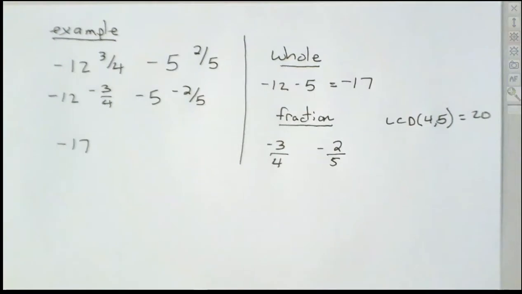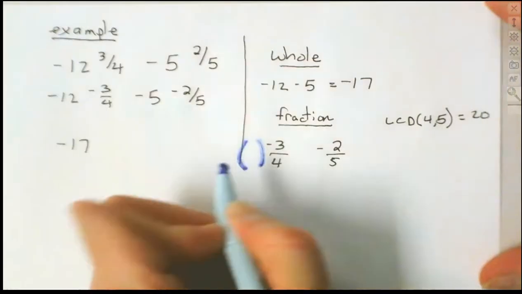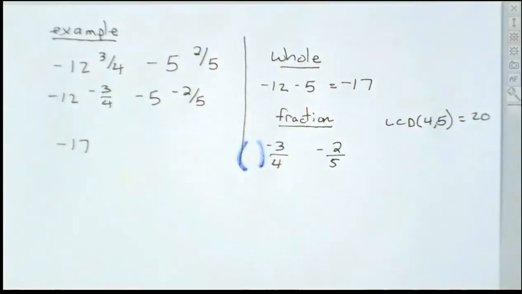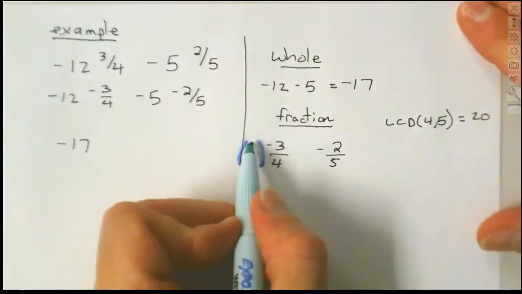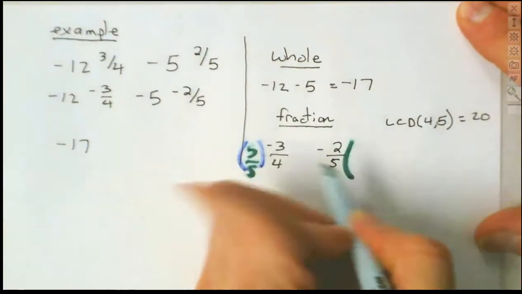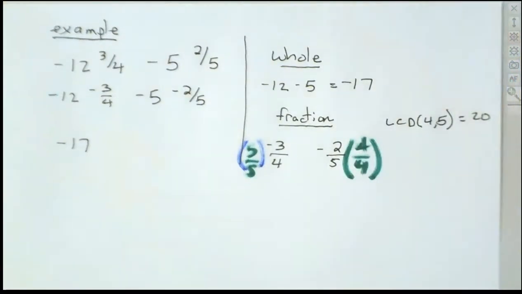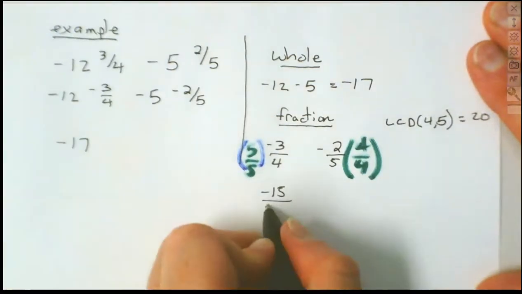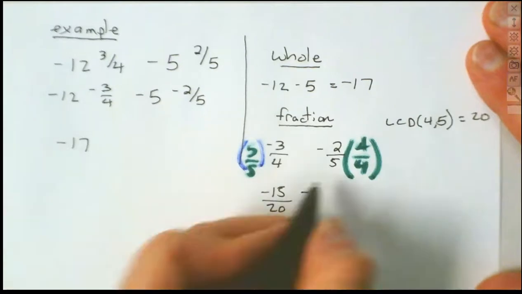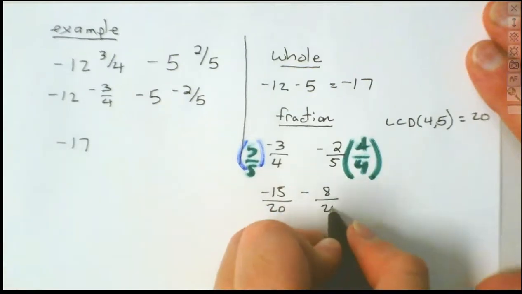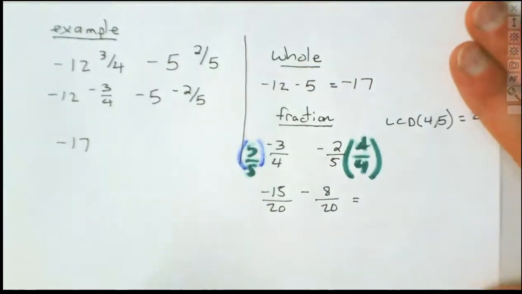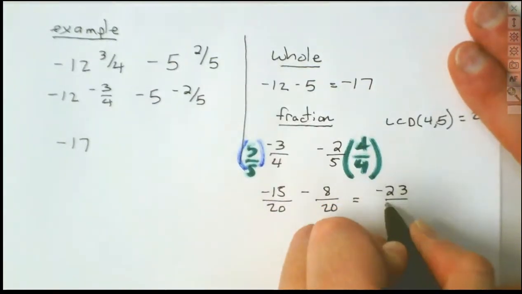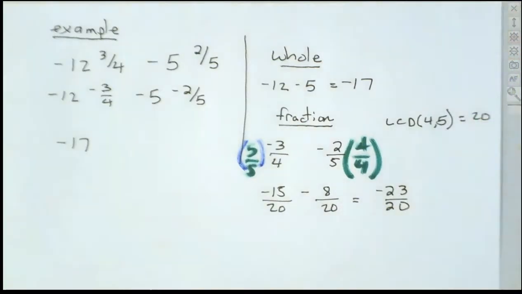Now we're going to go ahead and combine these together. So this needs a 5/5 here. This one needs a 4 over 4. Combining those together, that's then a minus 15 over 20 minus 8 over 20. And putting them together, that's going to make that a minus 23 over 20, isn't it? Okay. Is everyone okay with this so far?